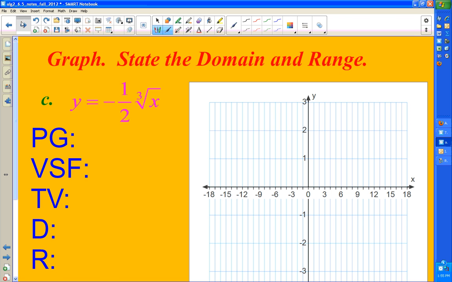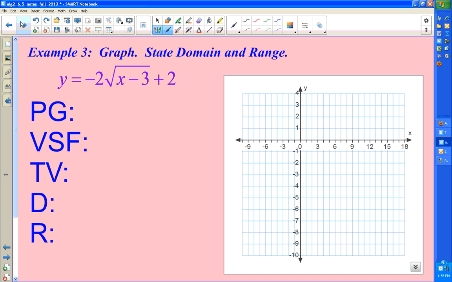Let's get a translation vector in here. Here we go. What's the parent graph for this one? Square root of x. Y equals square root of x. Vertical stretch, -2. Translation vector. Be careful. 3, 2. It's the opposite of what's with the x that is the c, and then whatever comes after is the d. You only switch the x one, not the y one. Switch for c, not for d.